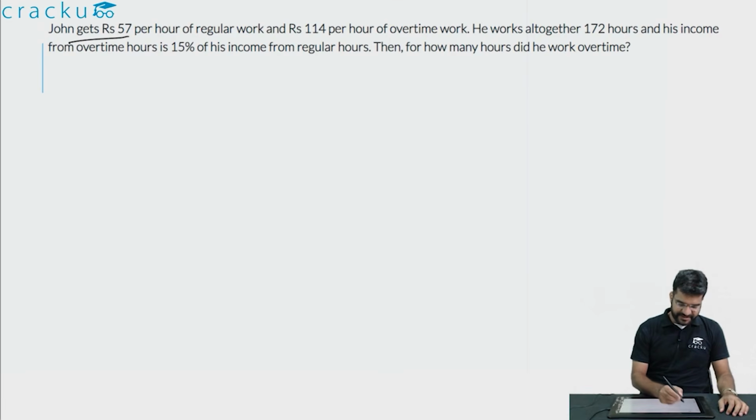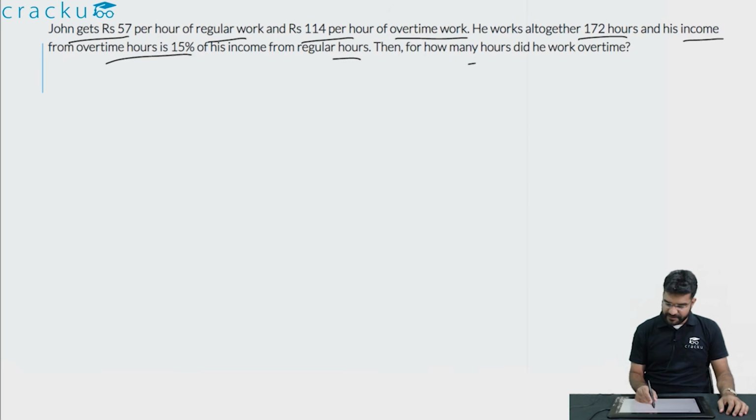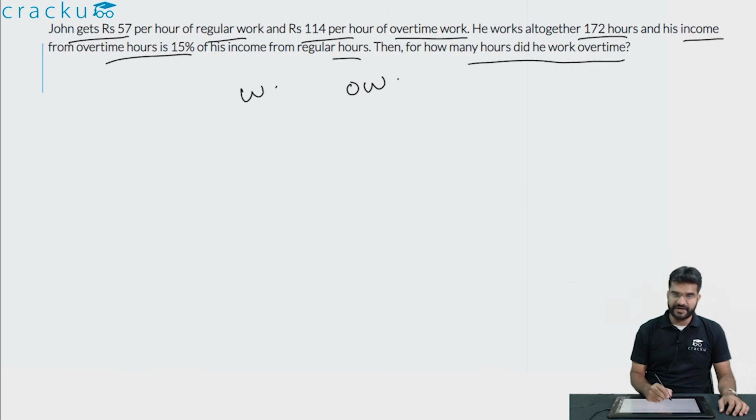In this question, it is given that John gets rupees 57 per hour when he works in his regular work, and he gets rupees 114 per hour when he does overtime work. He works altogether for 172 hours and his income from overtime hours is 15% of his regular hours. We are required to find out the number of hours he worked overtime. So let us assume that the normal number of hours he worked is W and the number of hours he worked overtime is OW. Now we are given that OW plus W is equal to 172.